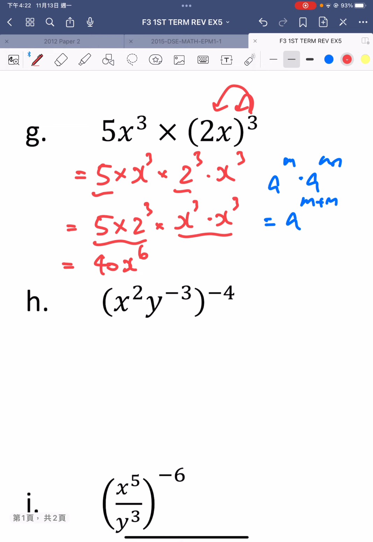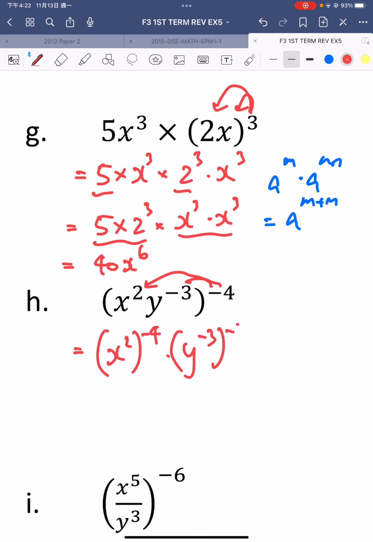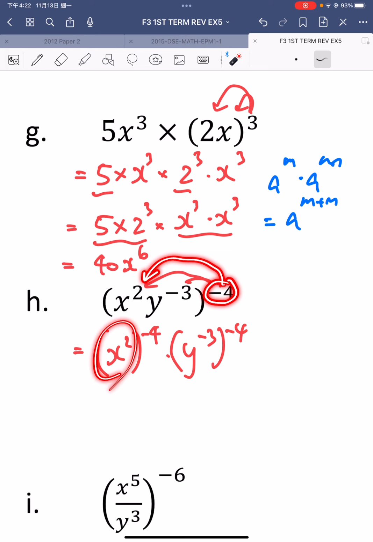So for this question, we're still doing the same thing. We have a power outside the bracket, so we distributed the power to both of them. So this is equal to x squared to the power of -4 times y to the power of -3 to the power of -4. So you see that we group the x squared as the whole thing, and then we distributed this power to the whole x squared, similar to this y to the power of -3.